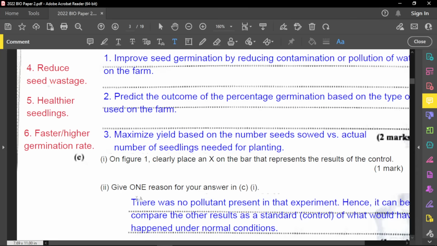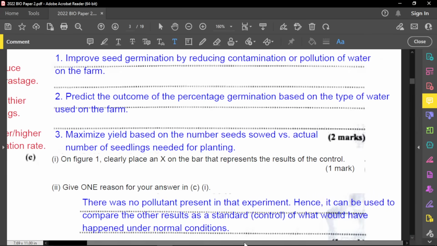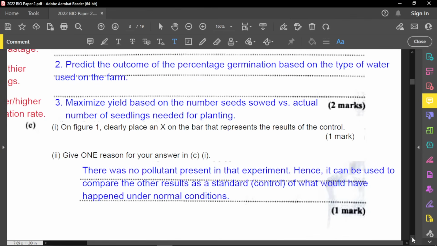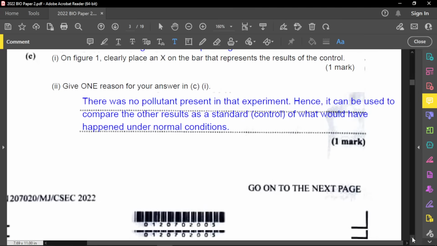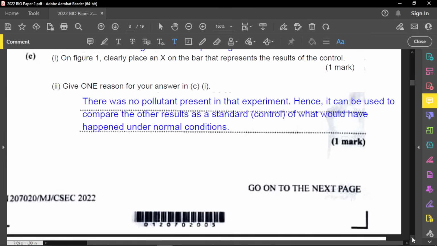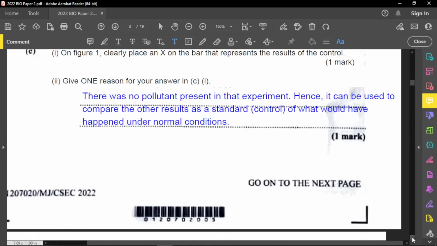And part 2 now of part C is asking you to give one reason for your answer in C1. And the reason for this is because there was no pollutant present in that experiment. Hence, it can be used to compare the other results as a standard, or what they call a control, of what would have happened under normal conditions. In other words, without any pollutant at all. So that's what you're going to use to compare results to say, okay, if there was no pollutant, then this will be that. All right, so a control is always under the most normal or suitable conditions as possible.